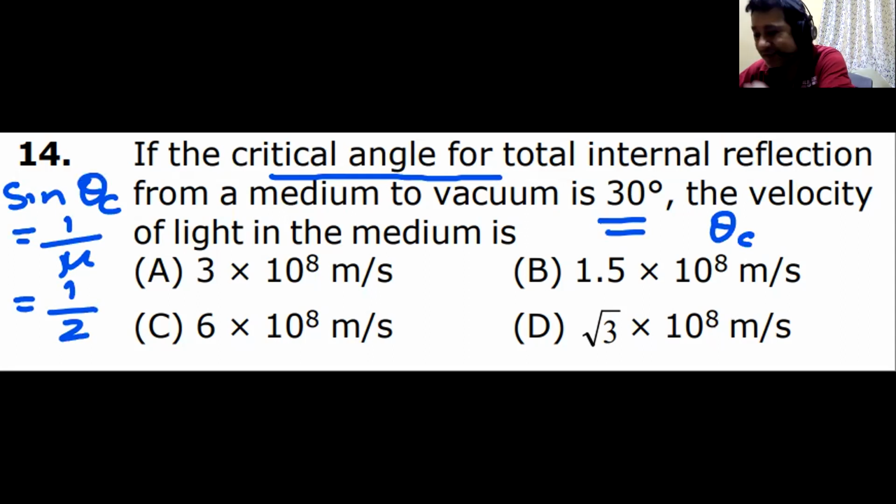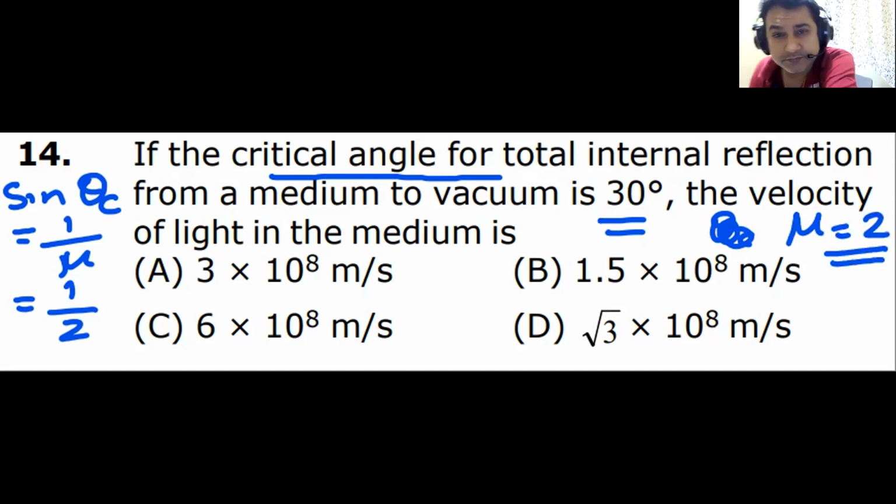The theta is given as 30 degrees. Sine of 30 is 1 by 2. From here, I can find out that mu is equal to 2. I just did the ulta. Do we understand this? Mu is equal to 2. Yes, sir. Anyone in the class, please raise your hands that we understand that the value of mu is 2.